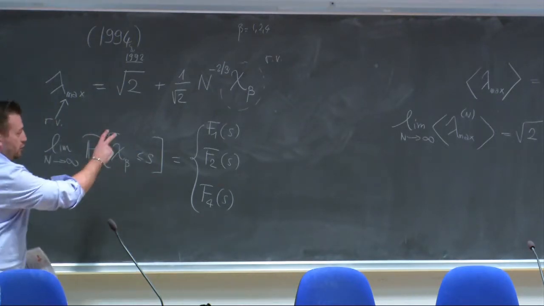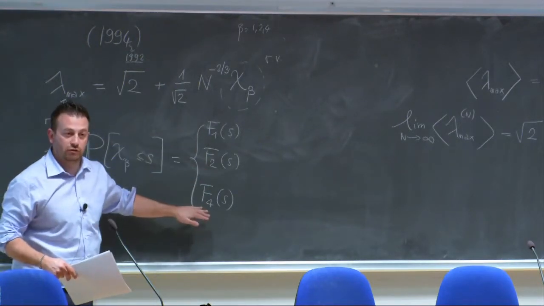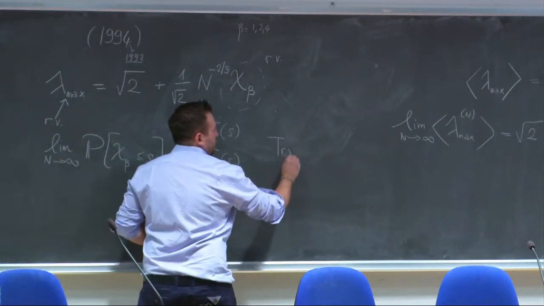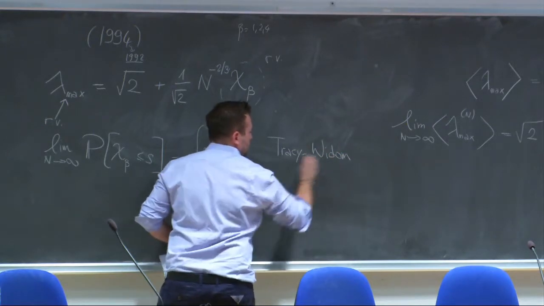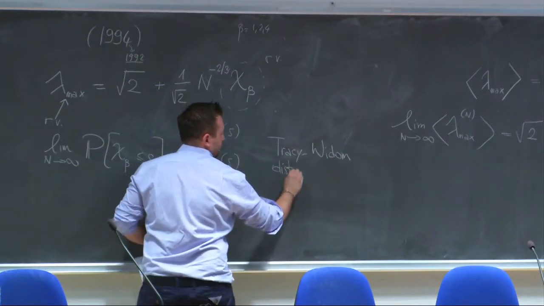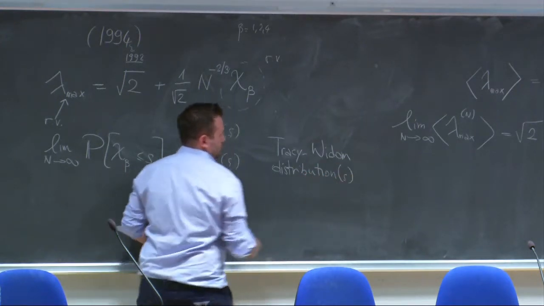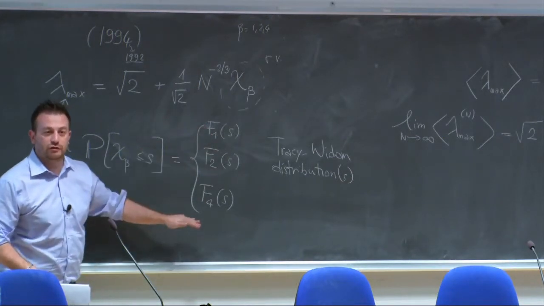Okay, now I will give you the expressions of these functions. These functions are called Tracy-Widom distributions, because we have three types of functions depending on beta.